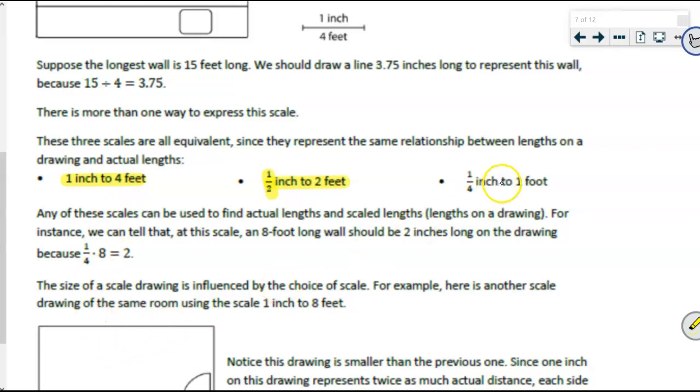Half an inch is half of 1, 2 feet is half of 4 feet. We could go even further, 1/4 inch to 1 foot, where I take this initial one and divide each part by 4. Any of these scales can be used to find actual lengths and scaled lengths, whether we're going from the actual length down to the drawing length, or going from the drawing length to figure out how big the actual length is.